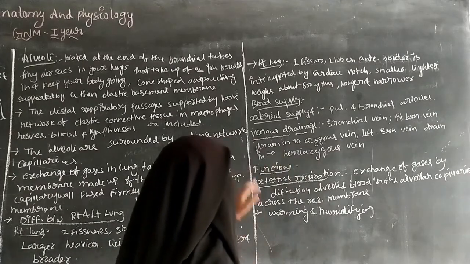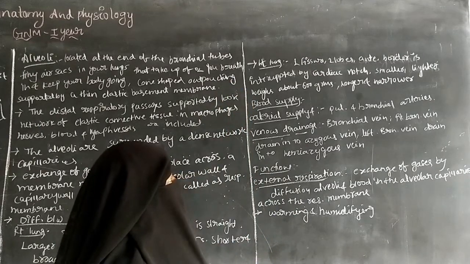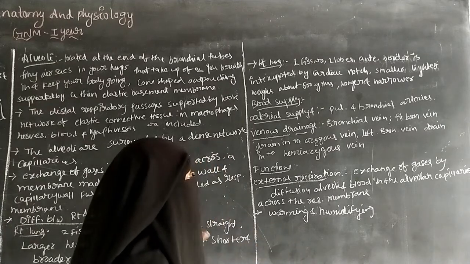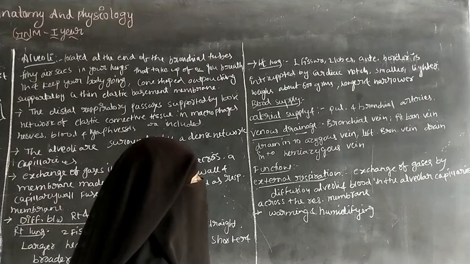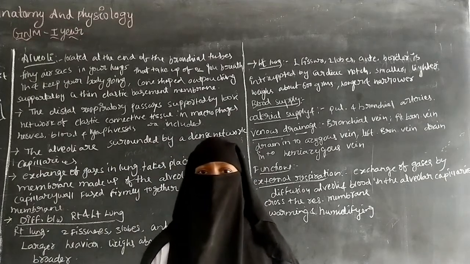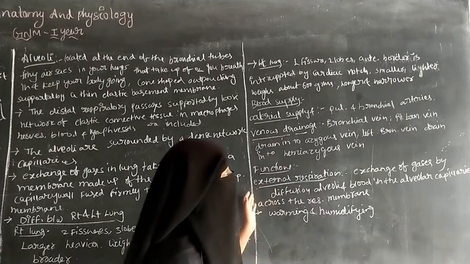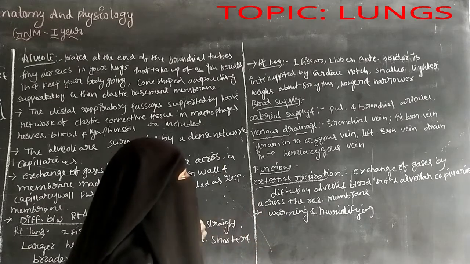Next is the left lung. The left lung has one fissure and two lobes, and its anterior border is interrupted by the cardiac notch. In the right lung, the anterior border is straight, whereas in the left lung the anterior border is interrupted by the cardiac notch.